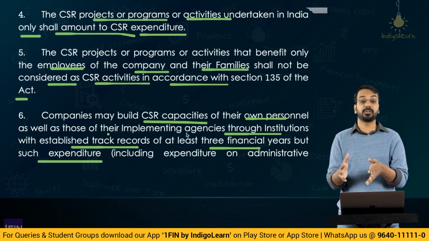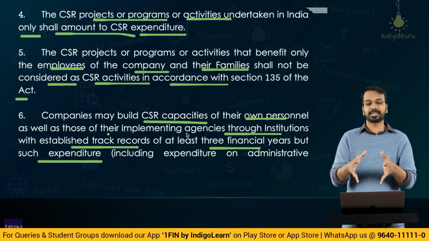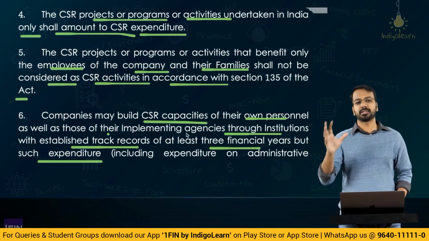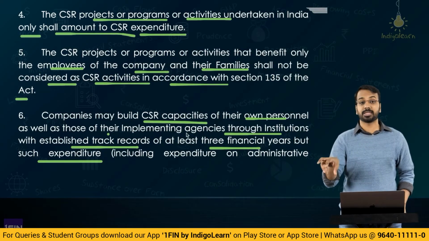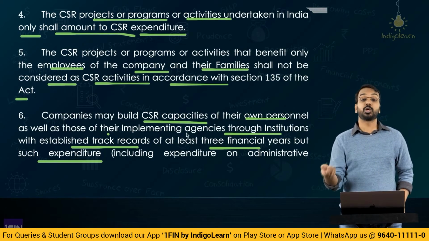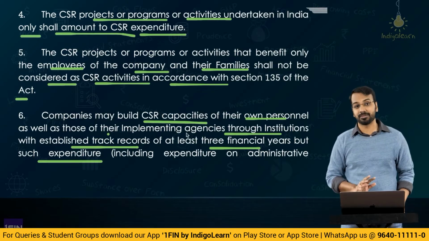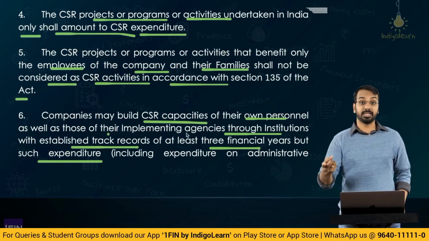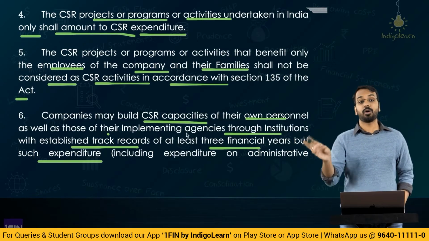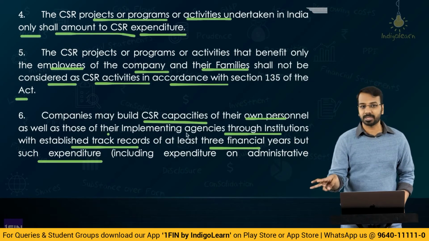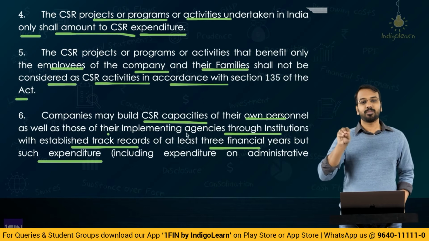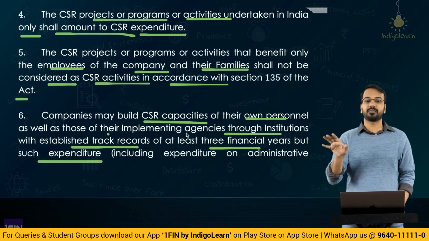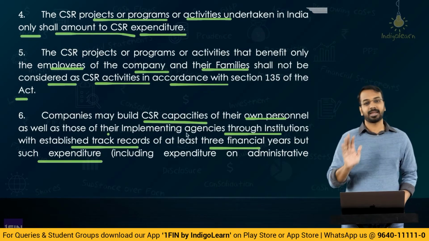Now, when I am using the services of an implementing agency, let us say I approach an agency. That agency carries out work related to CSR activities. So, I use their capacity, I use their personnel to implement my CSR activities. Now, that agency will not do the work for free. Such agencies which have an established track record of 3 years, I can use their capacities, but then the amount that I am paying to those agencies cannot exceed 5% of my CSR expenditure.